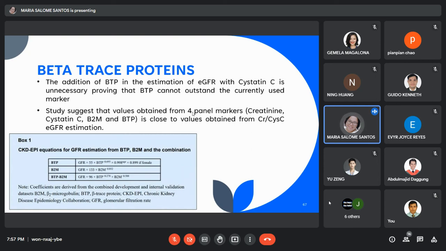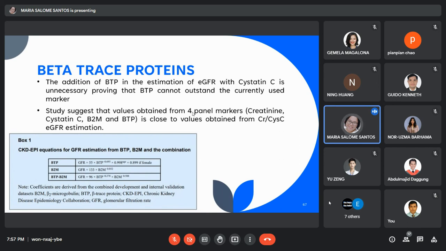So the addition of beta-trace protein in the estimation of eGFR with cystatin C is unnecessary, proving that beta-trace protein cannot outstand the currently used markers. Studies suggest that values obtained from the four panel markers that include creatinine, cystatin C, beta-2 microglobulin, and beta-trace protein are close to the values obtained from creatinine and cystatin C eGFR estimation.